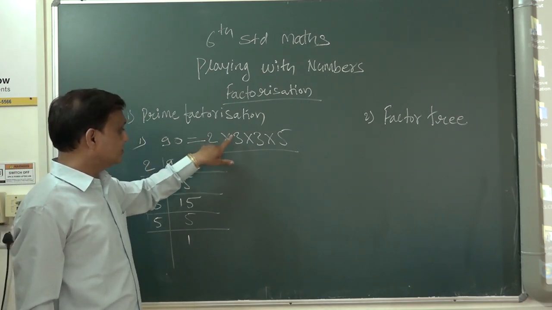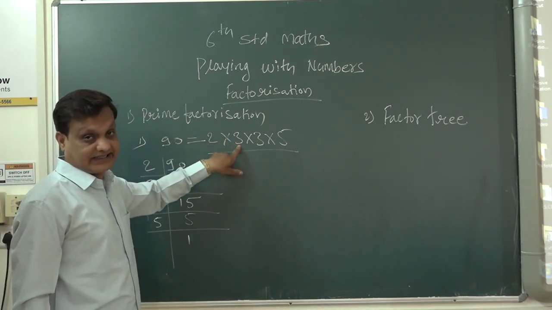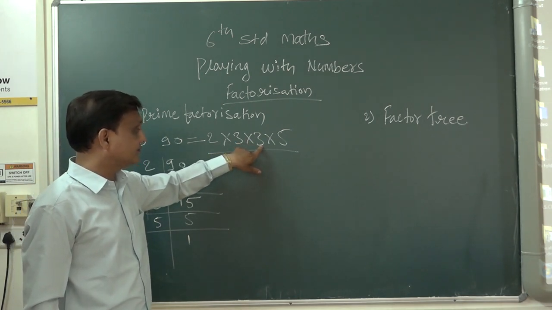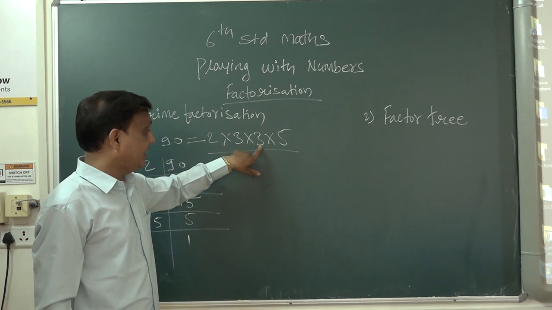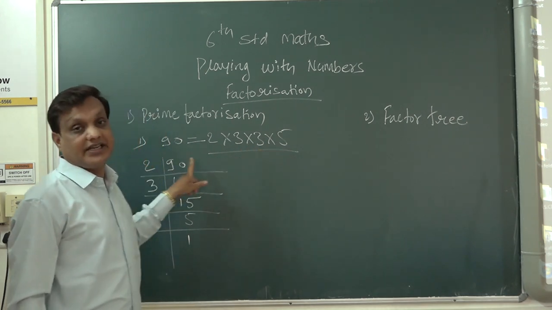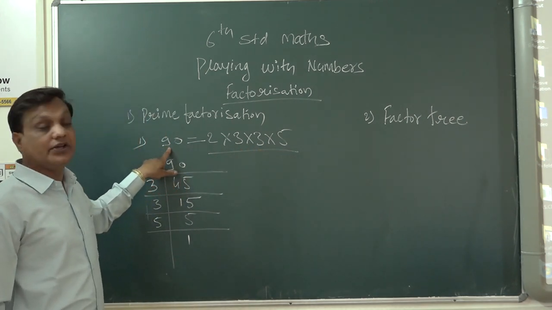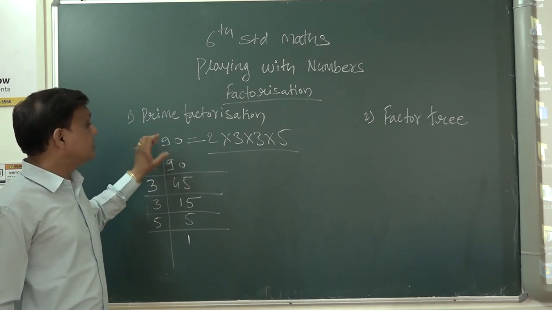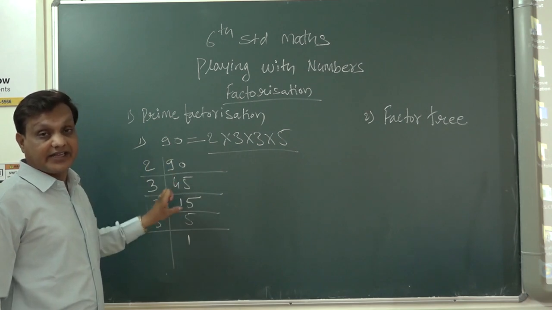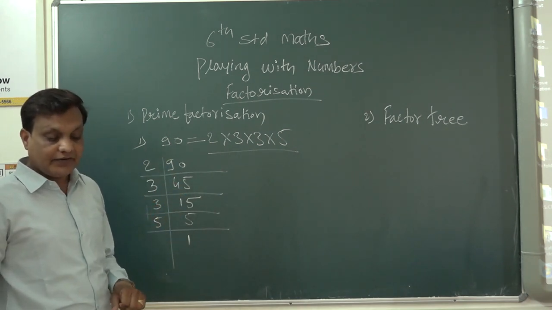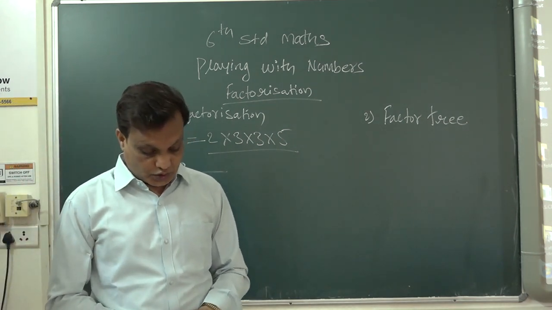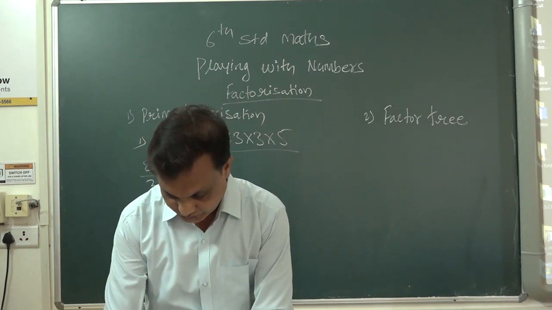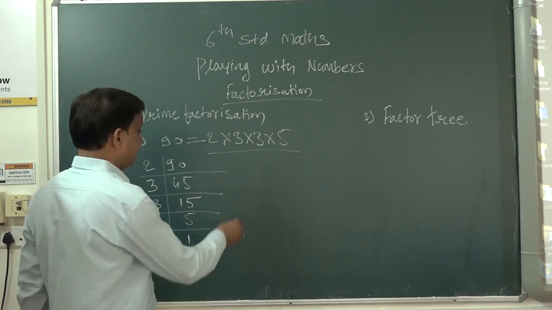2 3s are 6. 6 3s are 18. 18 5s are 90. So we get the number 90. This way you can find the prime factors of a given number. Here we will take one more example so you will understand that. 70.